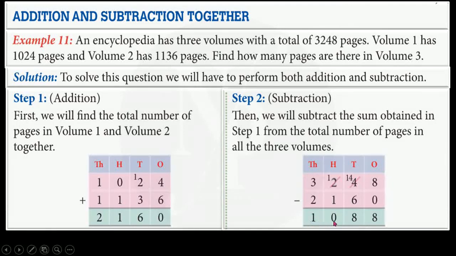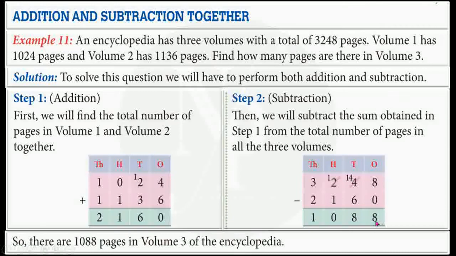Therefore, the total number of pages in volume 3 is 1088. So, there are 1088 pages in volume 3 of the encyclopedia.